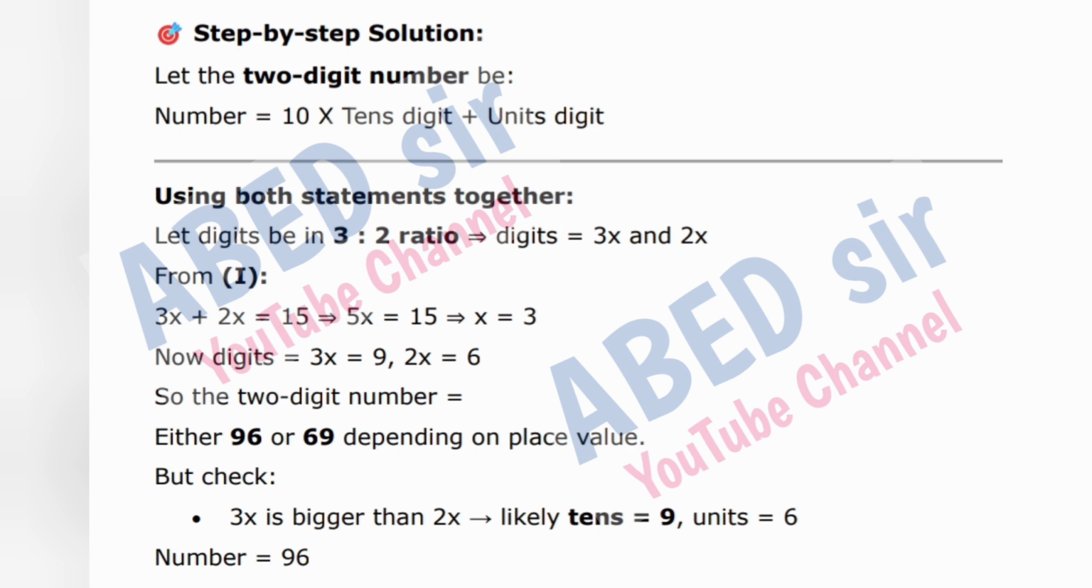Using both statements together. Let the digits be in the ratio 3:2, so the digits are 3x and 2x. From 1: 3x + 2x = 15, 5x = 15, x = 3. Now the digits are 3x = 9 and 2x = 6. So the two-digit number is either 96 or 69 depending on place value. But check: 3x is bigger than 2x, likely tens = 9, units = 6. Number = 96.